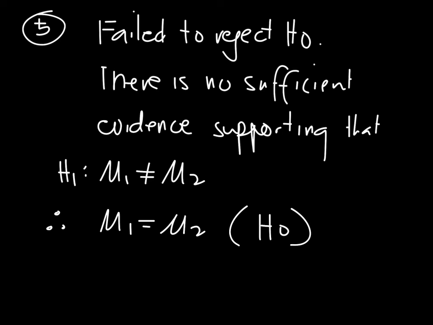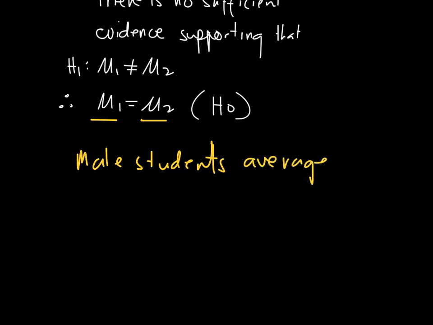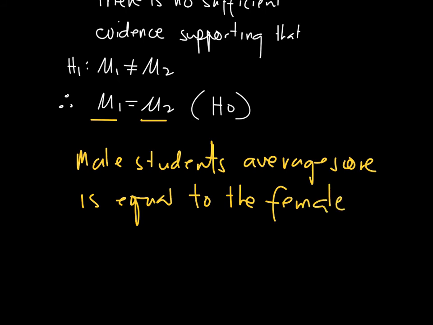So fail to reject, there is no sufficient evidence supporting the alternative hypothesis, so we stick with mu1 is equal to mu2. So that means if mu1 is equal to mu2, then the male students' average score is equal to the female average score. Or at least we say that there is no significant difference between the two average scores of the two groups.